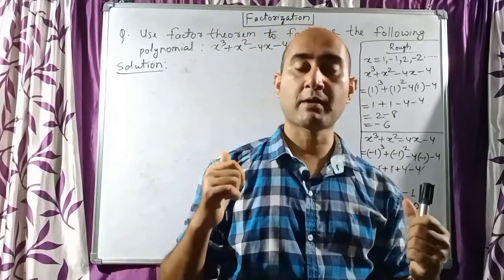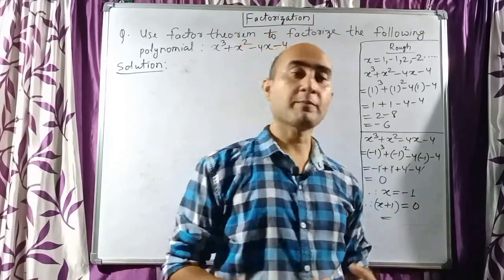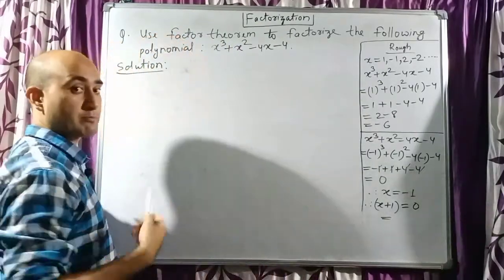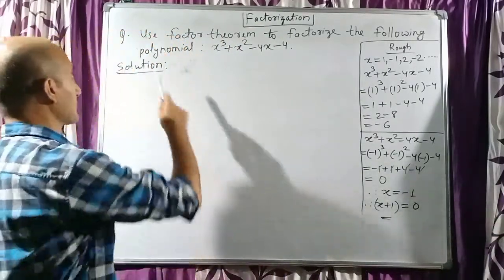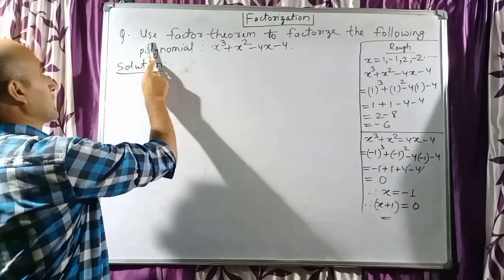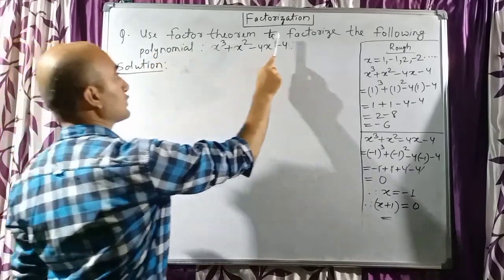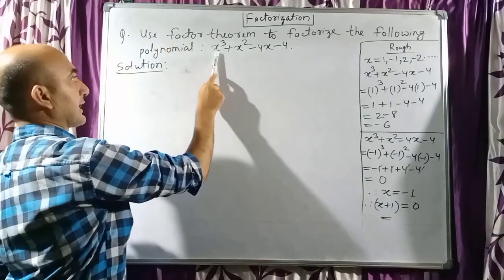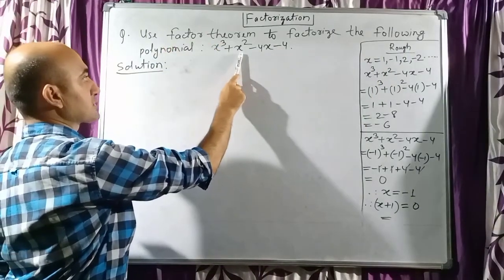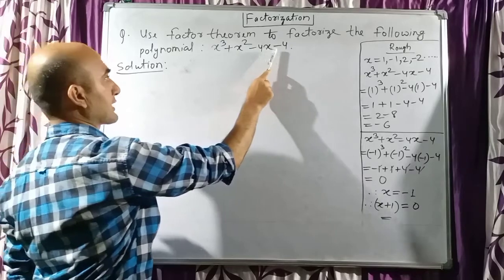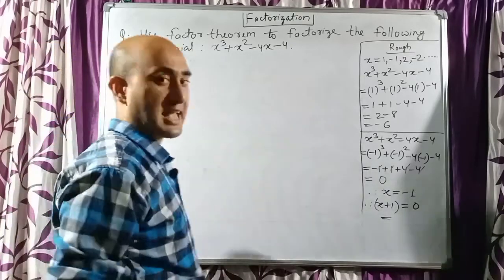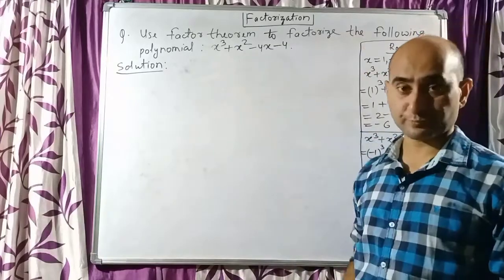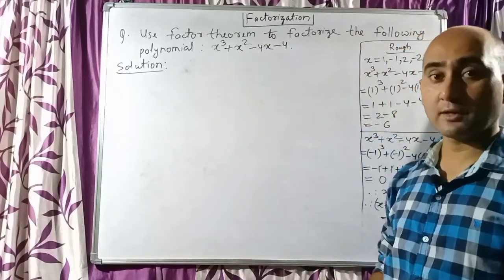Today I have come up again with a new question from the chapter Factorization. Today's question is different from the last two questions. Use the factor theorem to factorize the following polynomial: x cube plus x square minus 4x minus 4.